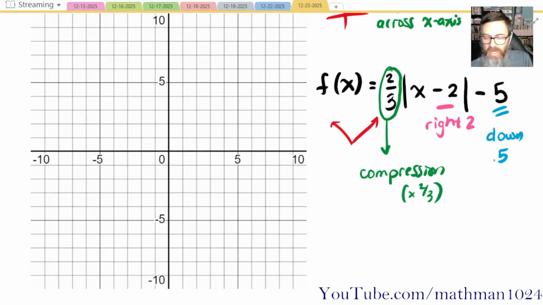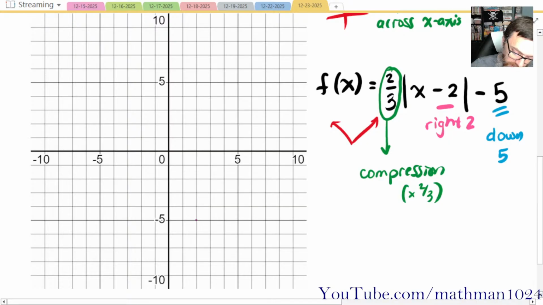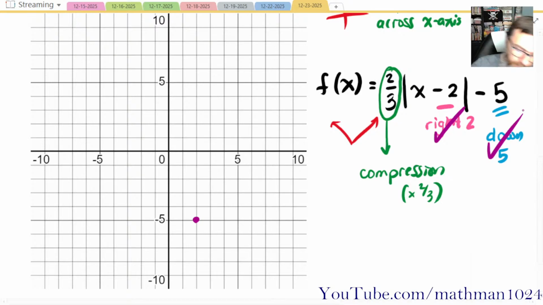But here's what we're going to do. We're going to first find out where the vertex goes, and that's using the right 2 and down 5. So to the right 2 and down 5 is going to be right here. I'm going to check those off because I've already used them. I'm not going to be using them anymore. This is going to be my new origin.